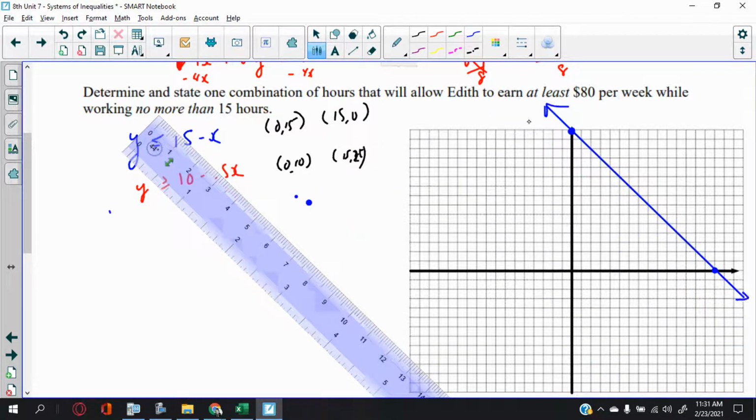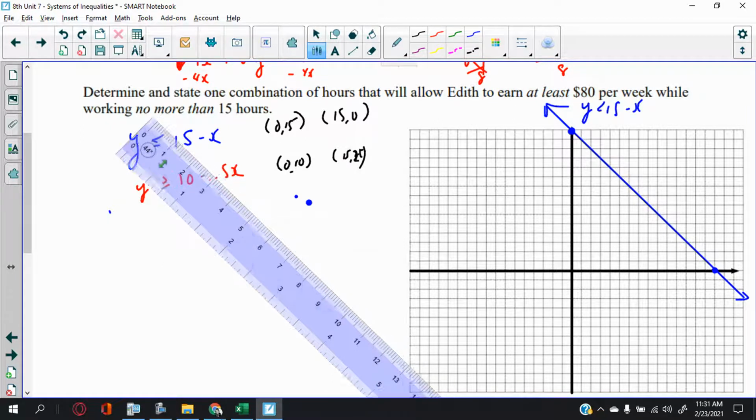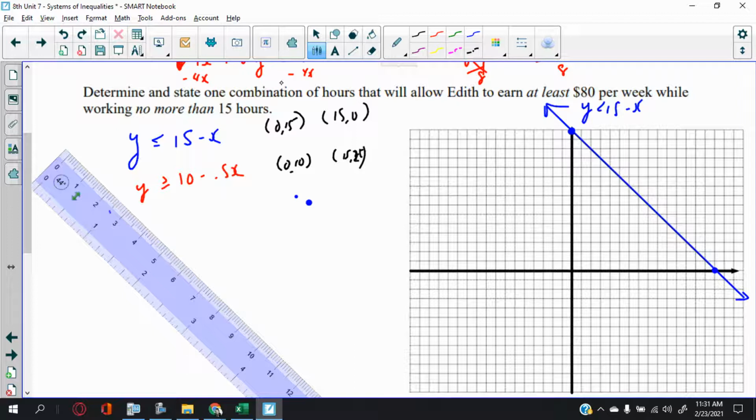Like that. Write the equation down. Y is less than 15 minus x. Now, what about the other one? Oh, right here. So let's see. 0, 10, 0, 1, 2, 3, 4, 5, 6, 7, 8, 9, 10. Right here. By the way, these are all solid lines, okay?